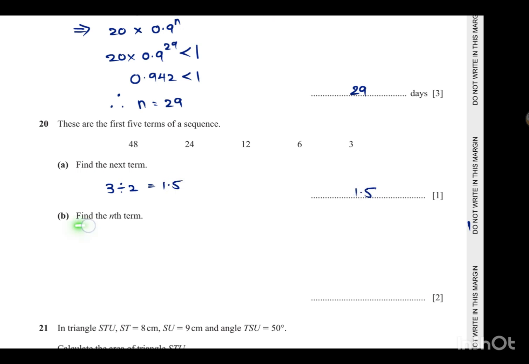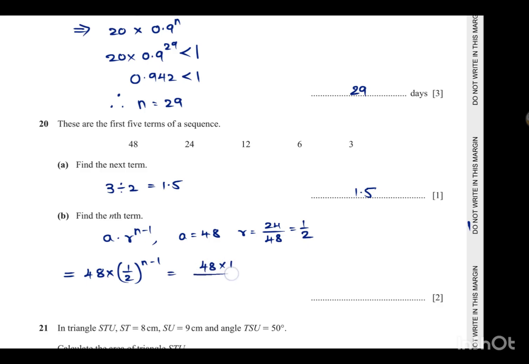Question B, find the nth term. So for a geometric progression, we need to use the rule a into r raised to n minus 1, where a is the first term, it is 48, and r will be term 2 divided by term 1. So it is 1 by 2. Substitute 48 into 1 by 2 whole raised to n minus 1. This will be 48, 1 raised to any number is just 1, and 2 raised to n minus 1 in the denominator.